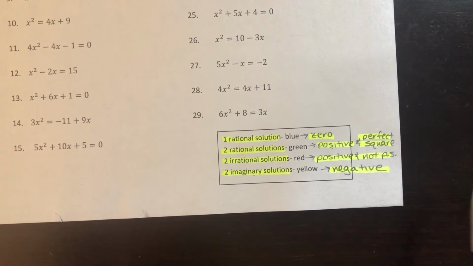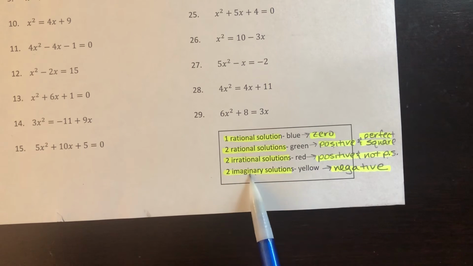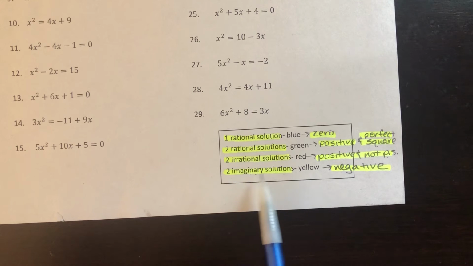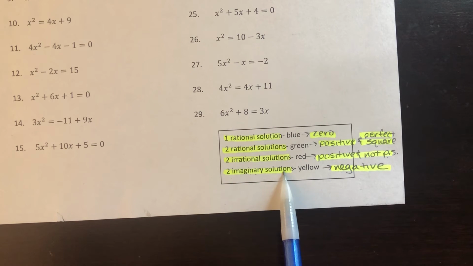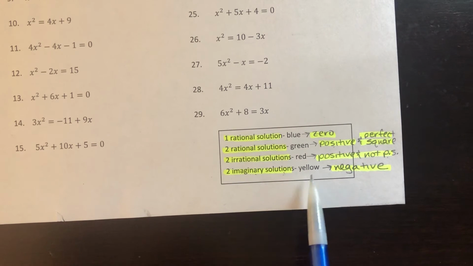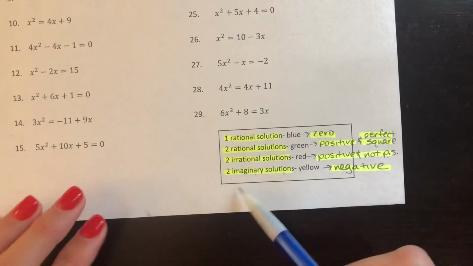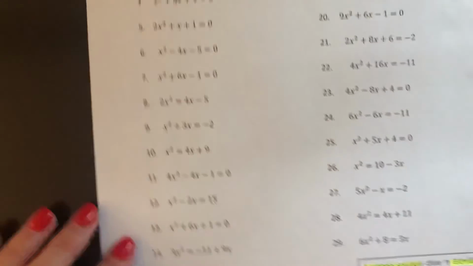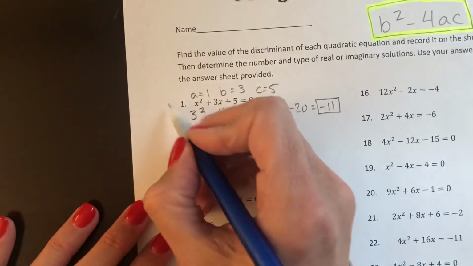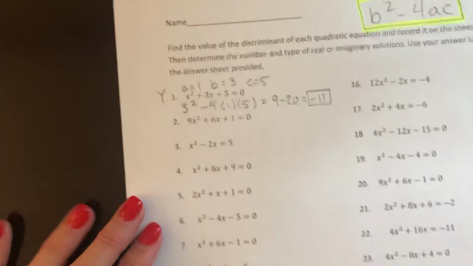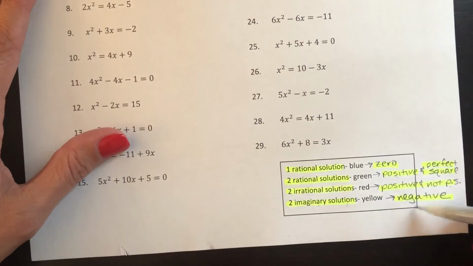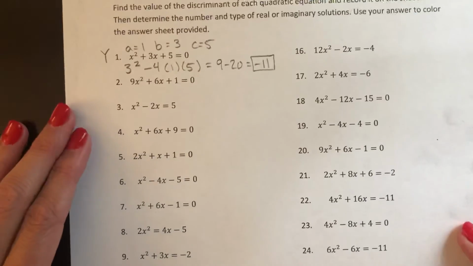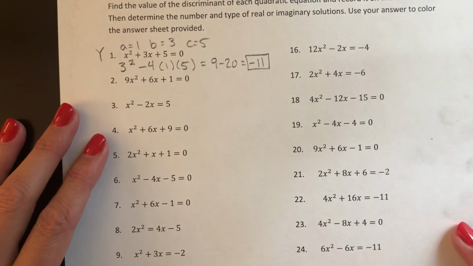So in our case we have a negative discriminant, so this is going to be 2 imaginary solutions or 2 non-real solutions. And if you want to do the coloring activity, you would color this number 1 yellow. So instead of writing two imaginary solutions, I'll just put a Y here for yellow, and then I can reference this chart to see what that means. All right, so let's look at number 2.